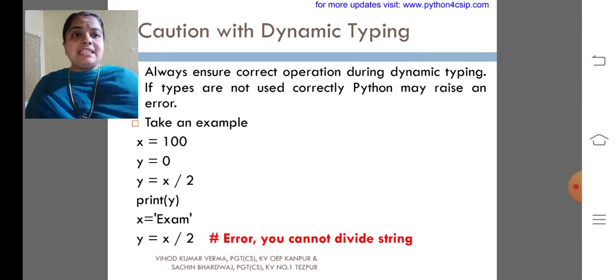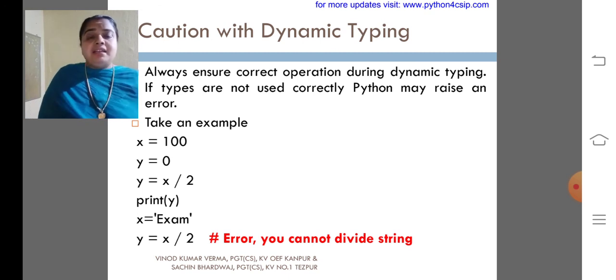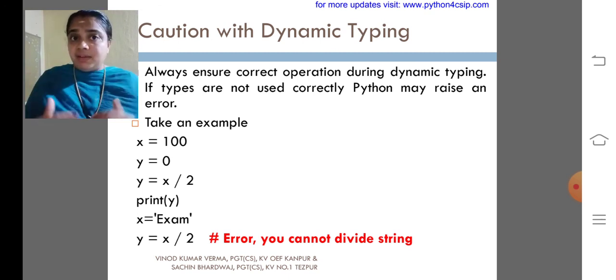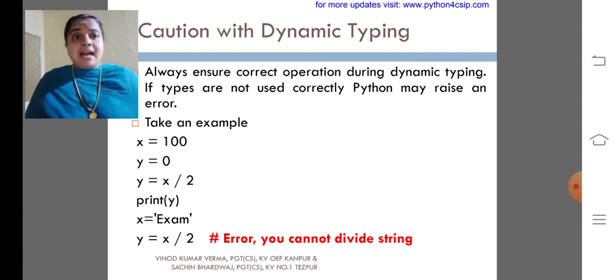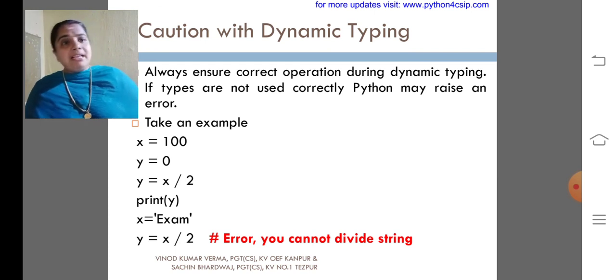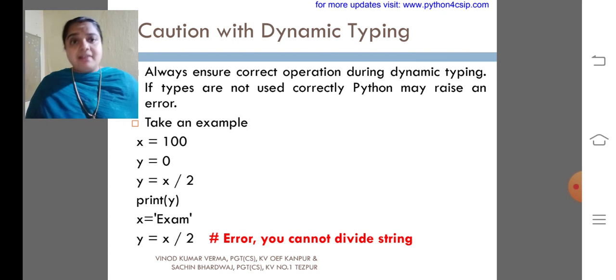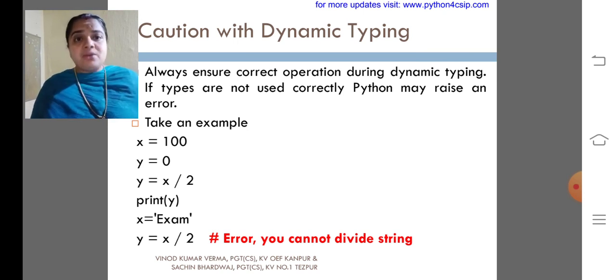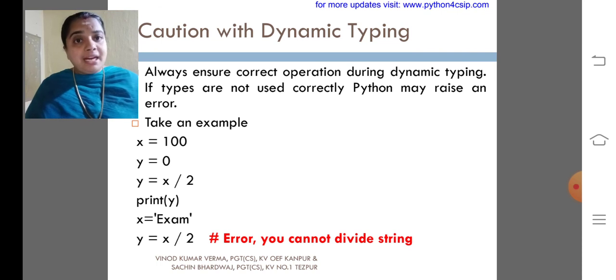Always ensure correct operation. That is the caution with dynamic typing. What we have to remember while using dynamic typing is to always ensure correct operation. If types are not used correctly, Python may raise an error. Look at the example I had given. X equal to 100, y equal to 0, and I am trying to compute x divided by 2. So what will be the answer? In y, I will get 50. All the types are numeric types.